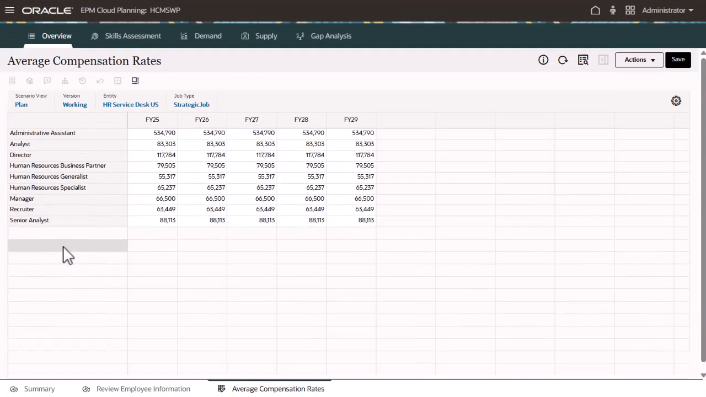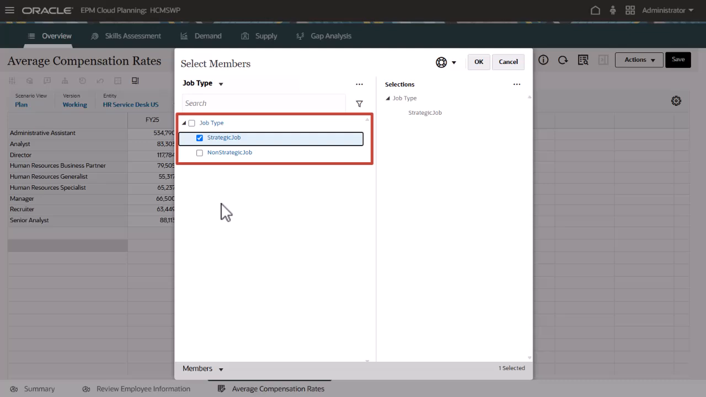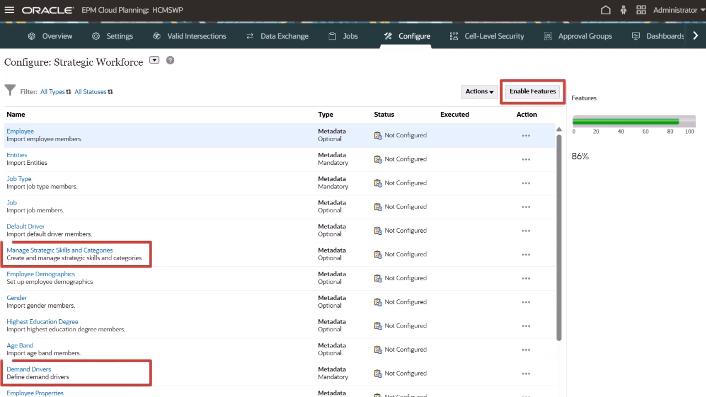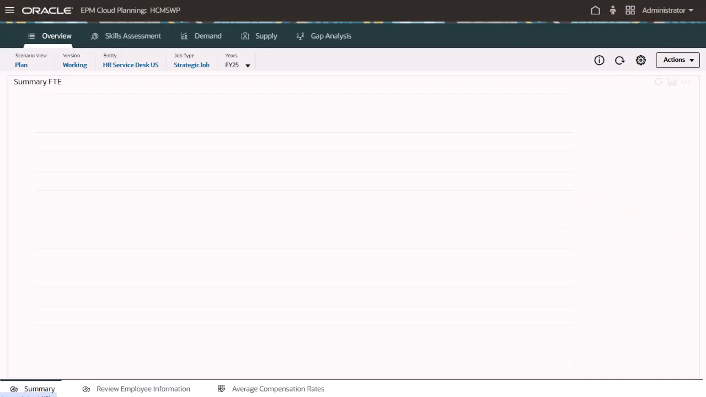To focus only on the jobs that drive your strategic goals, you can configure the job type attribute dimension to differentiate between strategic and non-strategic jobs. You can also customize and extend your planning capabilities by enabling additional features and defining skills, categories, and demand drivers on the Configure page. Let's explore the key features of the strategic workforce planning process.